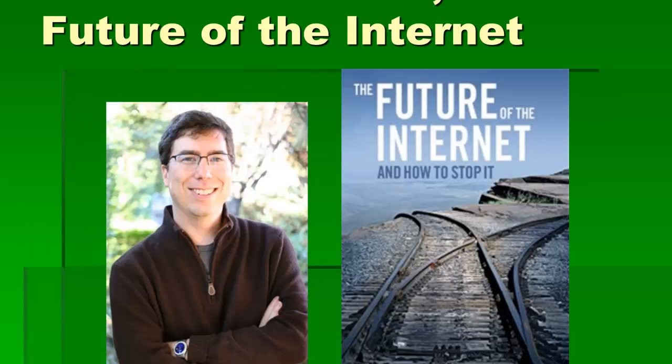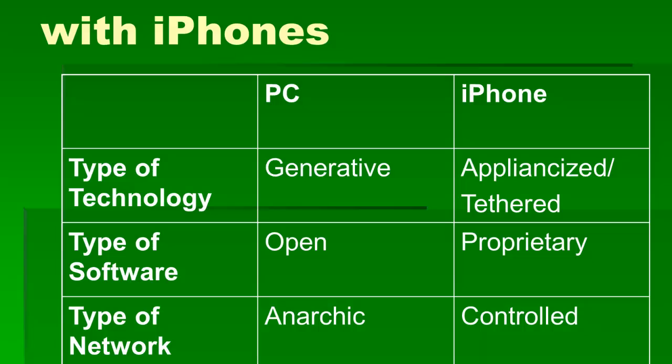The lecture concerns the argument of Jonathan Zittrain's book, The Future of the Internet and How to Stop It. Zittrain contrasts two types of network systems: the PC type of network system, which he calls a generative system or generative network, and the iPhone or smartphone-like system which he calls an appliance-sized or tethered network.